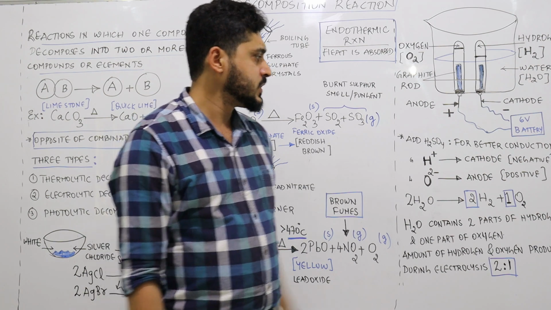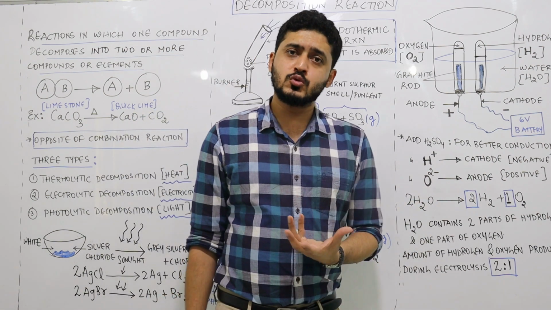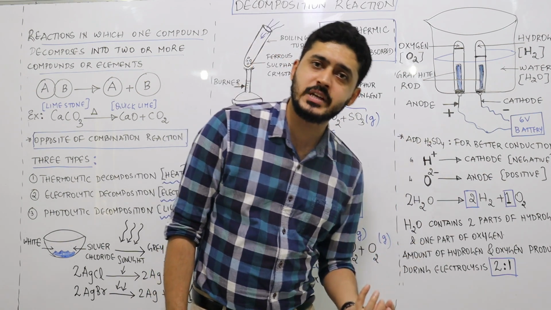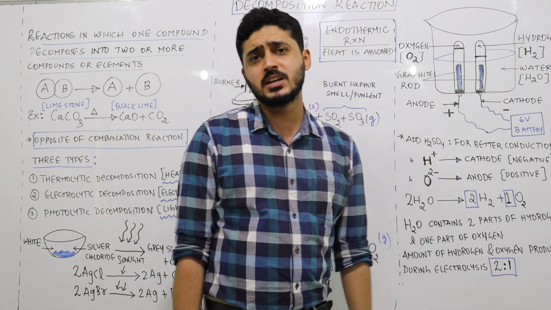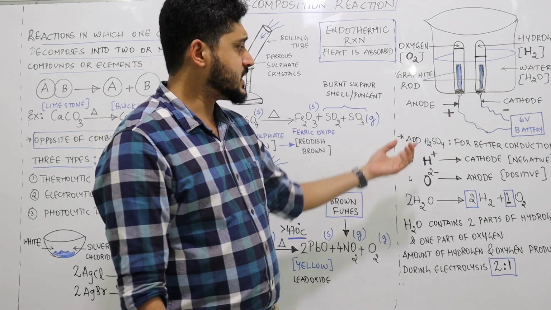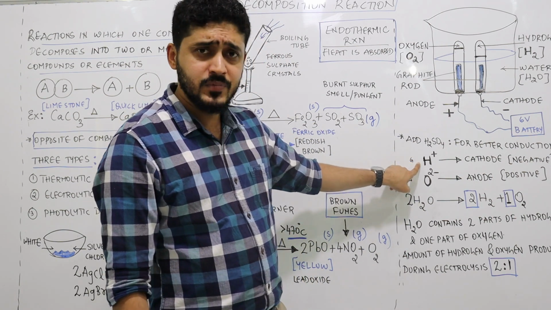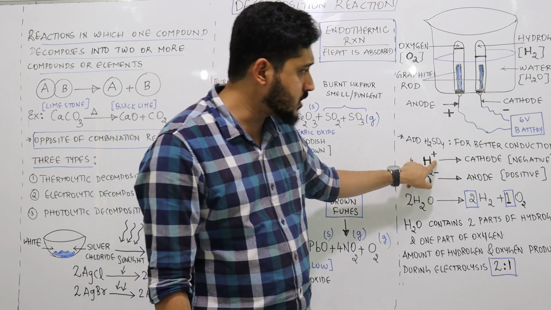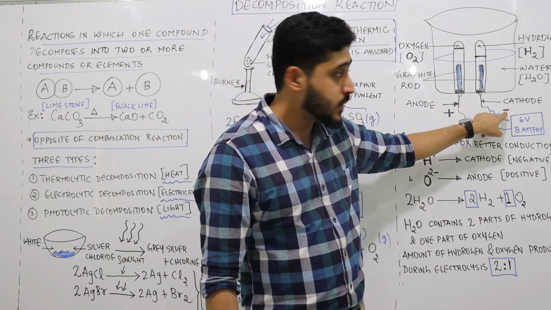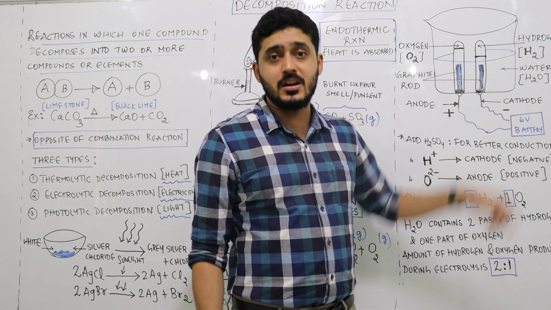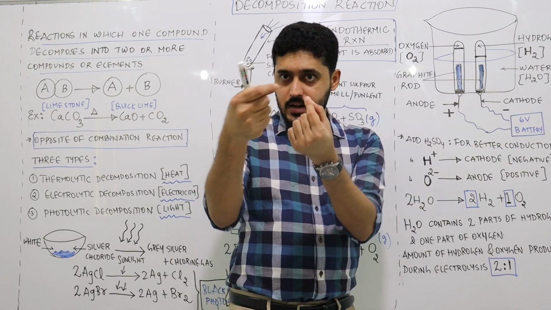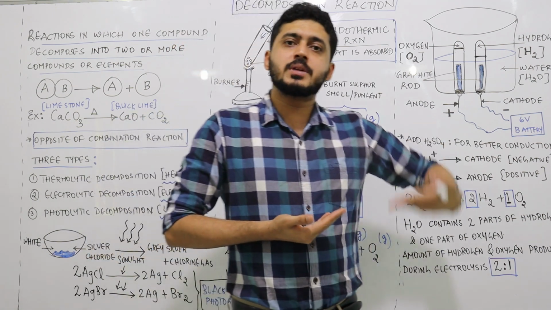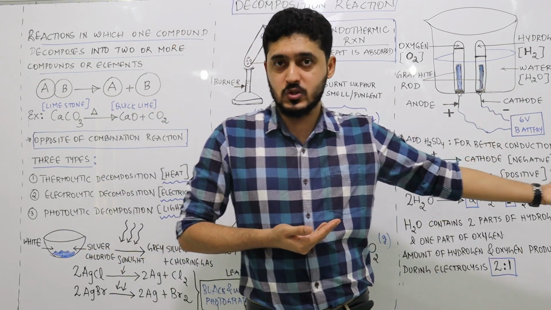Now what happens? You know, water H2O will get dissociated into H plus ions as well as OH minus ions. Now this H plus ion is a cation, so this is a positive ion. It should move close to where? It should move to the negative terminal. Negative will attract the positive ion. So H2O is getting split into H plus and OH minus.